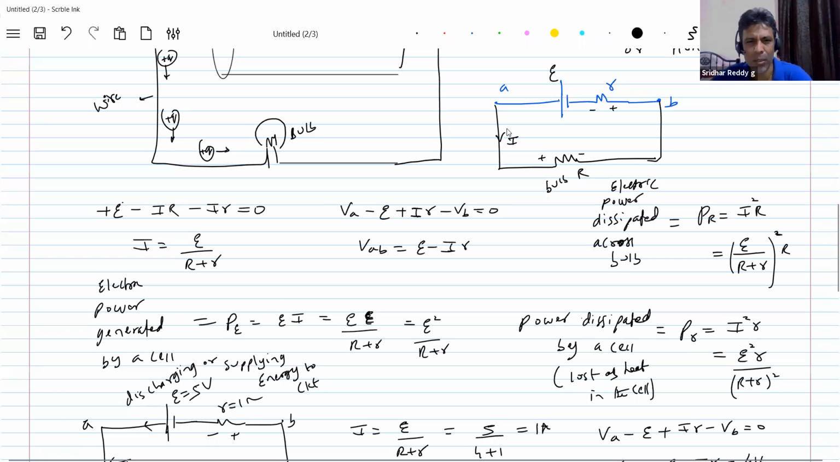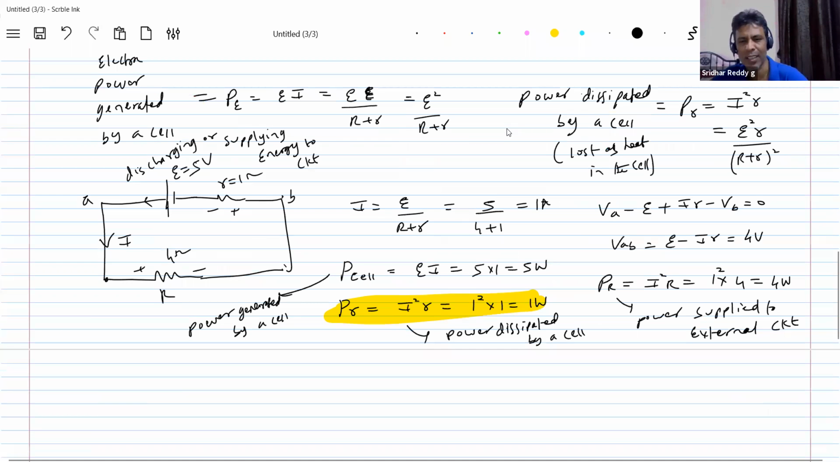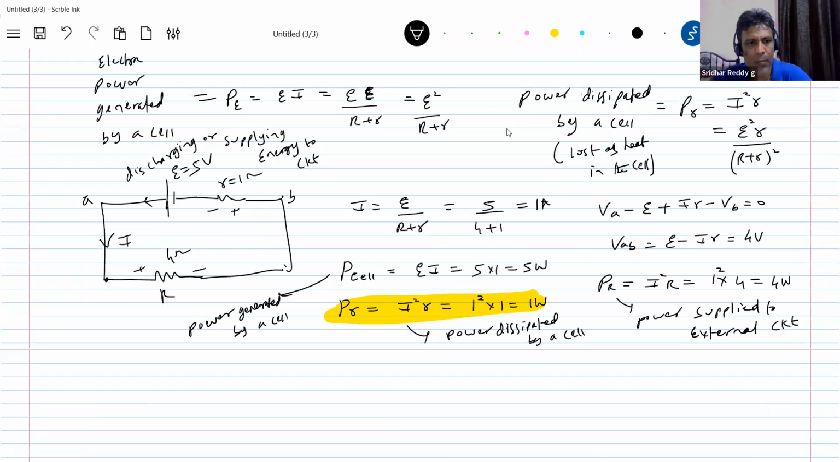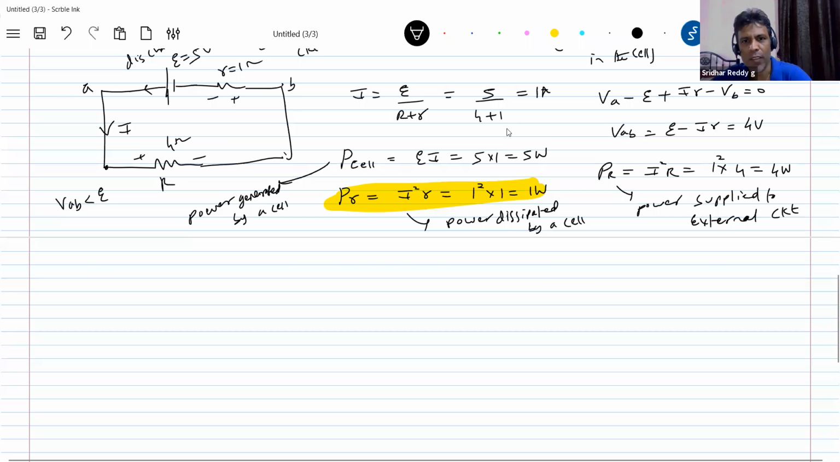The numericals I discussed will be of this kind. Now look at the terminal voltage. When it's discharging, what is the terminal voltage? It will be less than the applied EMF, no? Okay, now we have a mobile, no?